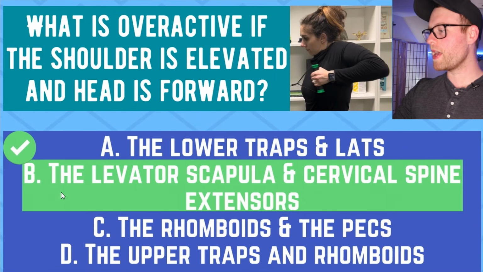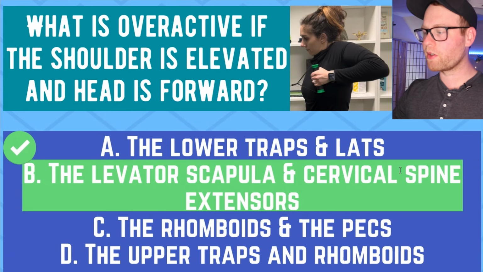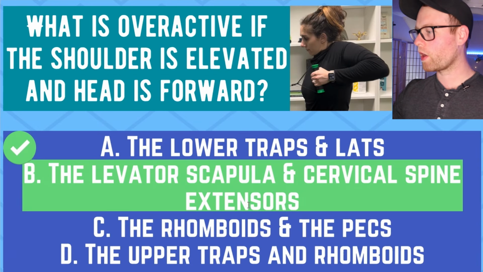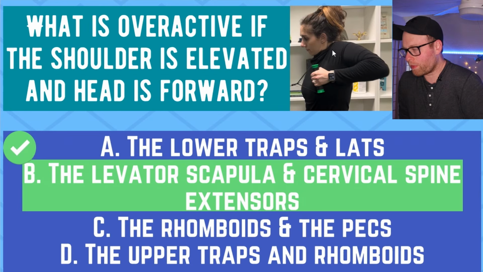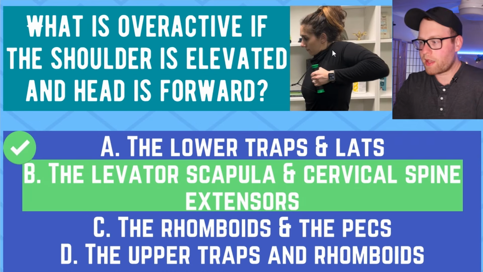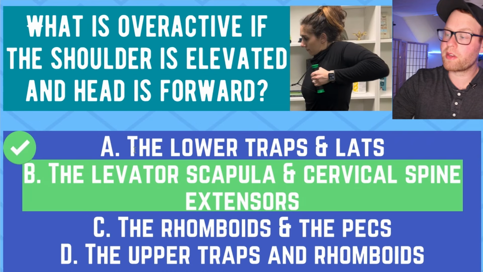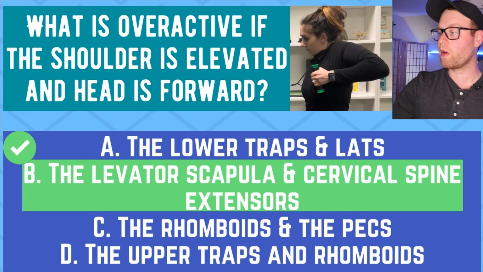If you chose B, the levator scapula and cervical spine extensors, you were correct. Those were the two most overactive muscles if you have a person doing this. So the lower traps in this situation would actually be underactive. People who have their shoulders kind of hiked up towards their ears all the time, they tend to be much more dominant with their upper traps rather than the lower or mid traps.